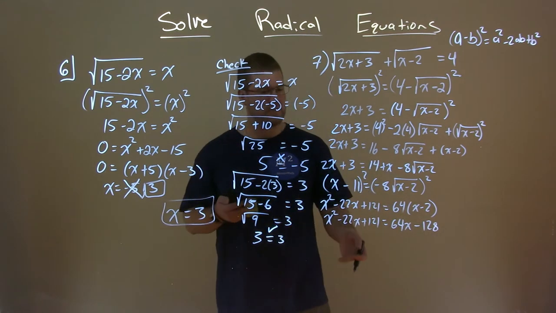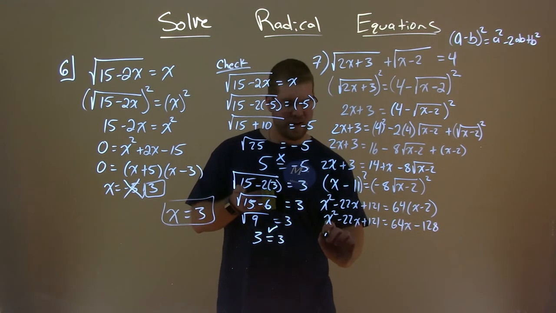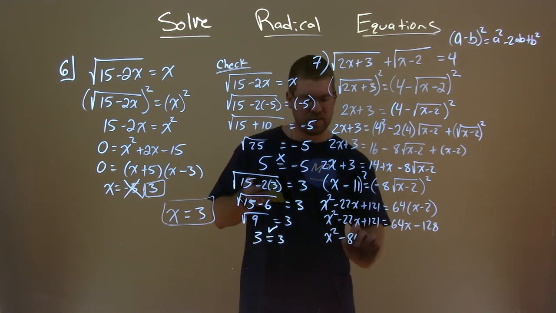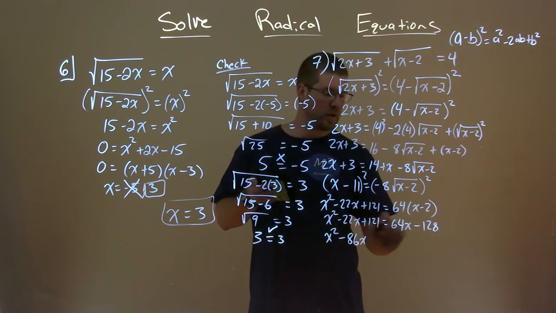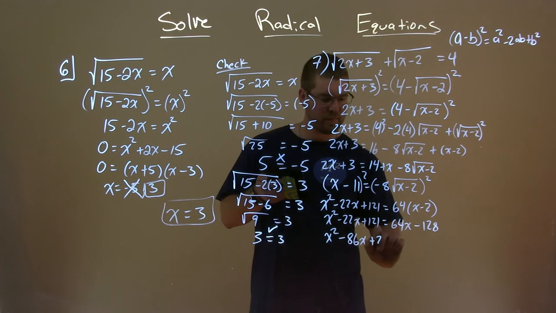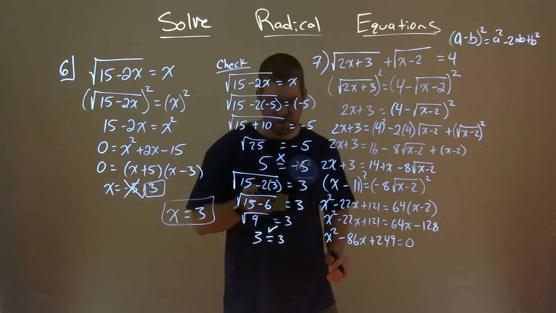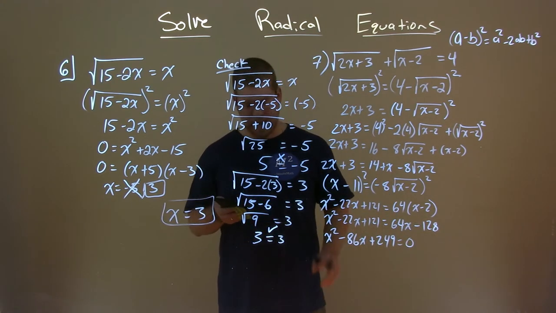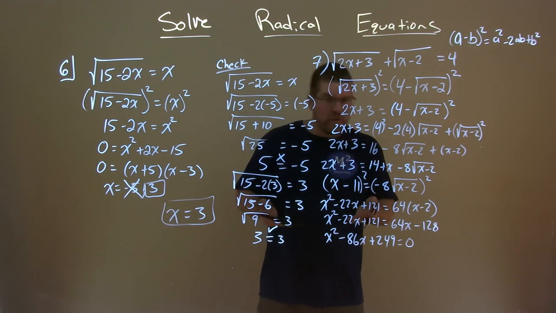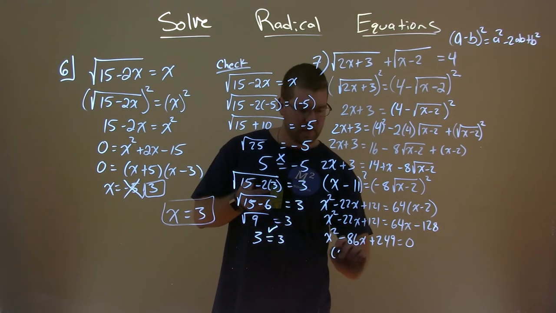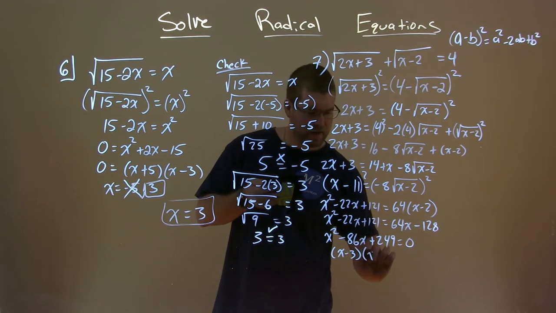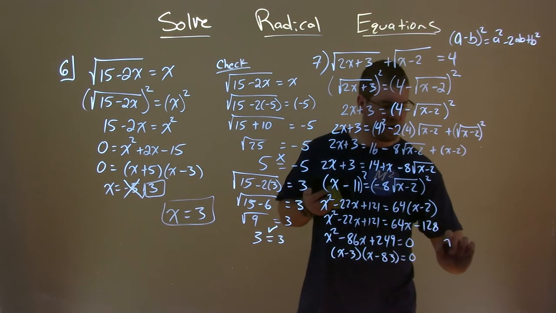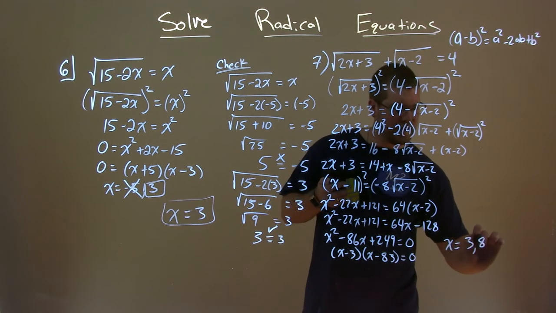Let's bring everything over to the left-hand side. And so we have x squared minus 22x minus 64x is minus 86x. Plus 121 plus 128 is 249 equals 0. Ugh. All right, because I know you had this off the top of your head: what two numbers multiply to be 249 but add to be negative 86? We're factoring here. I have the answer helping out here. x minus 3 and x minus 83. Okay? So that means our two solutions here are x equals 3 and 83.